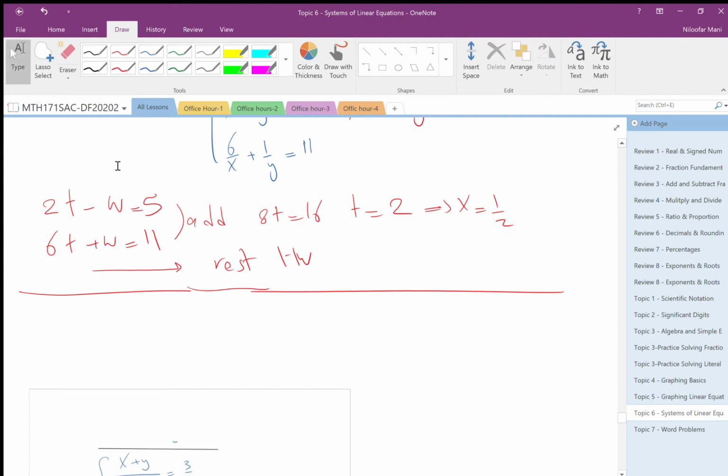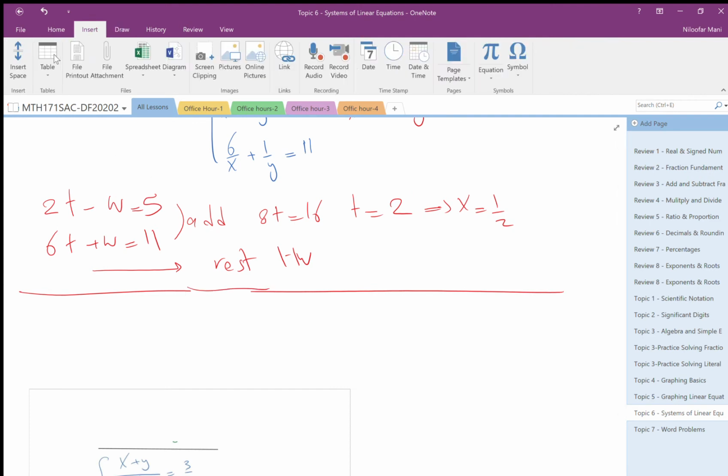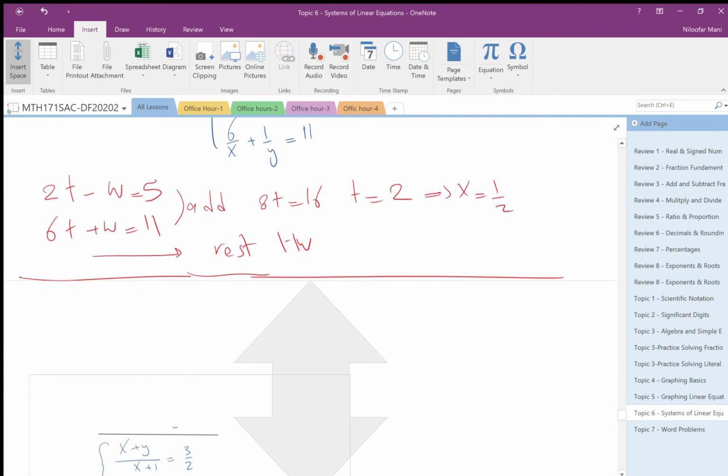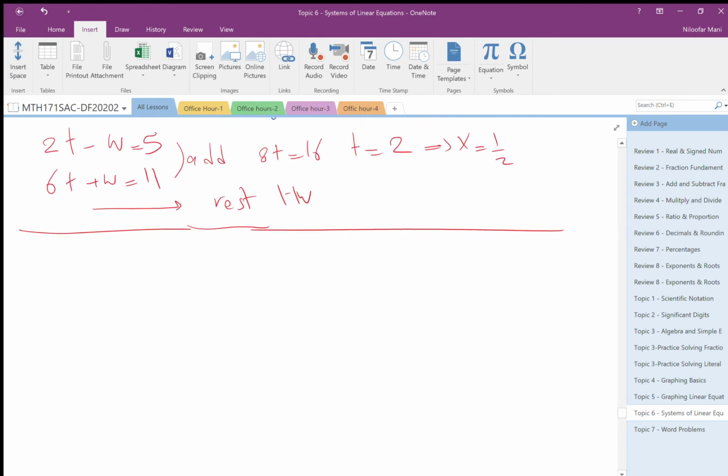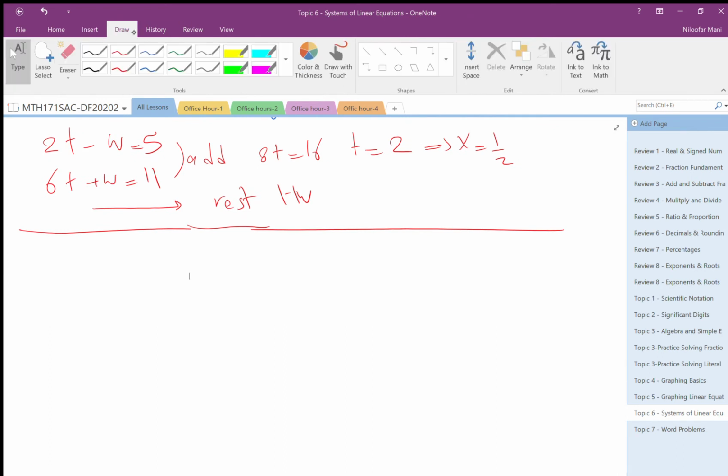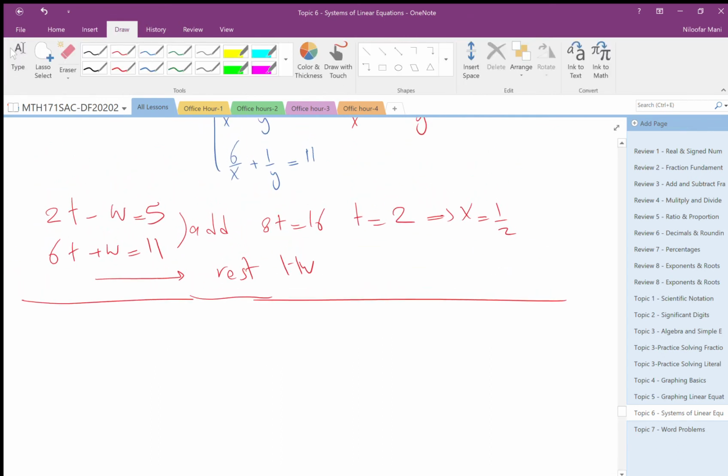So how about the third method? So maybe I have to insert more space here. Okay, so I just go down. Okay, so how about if I say I want to show you method number 3.